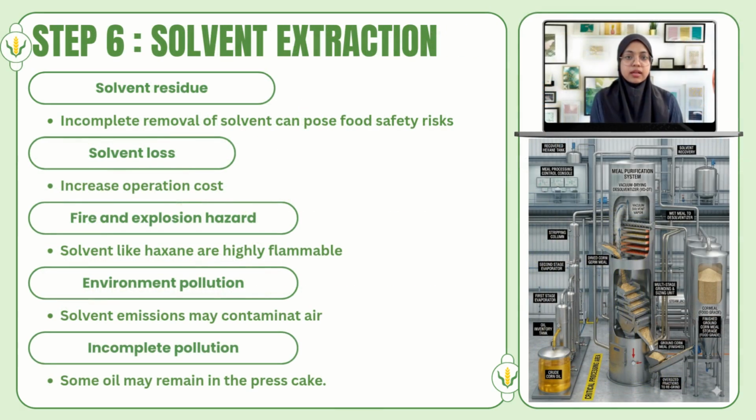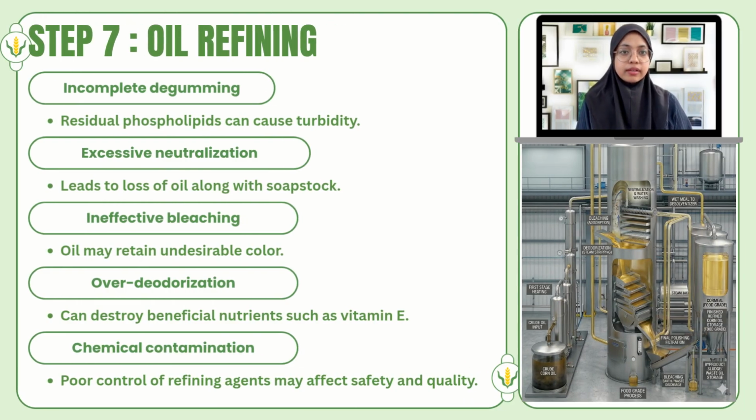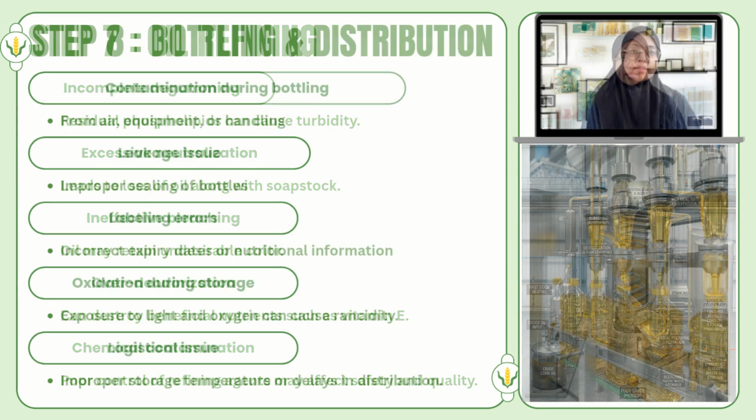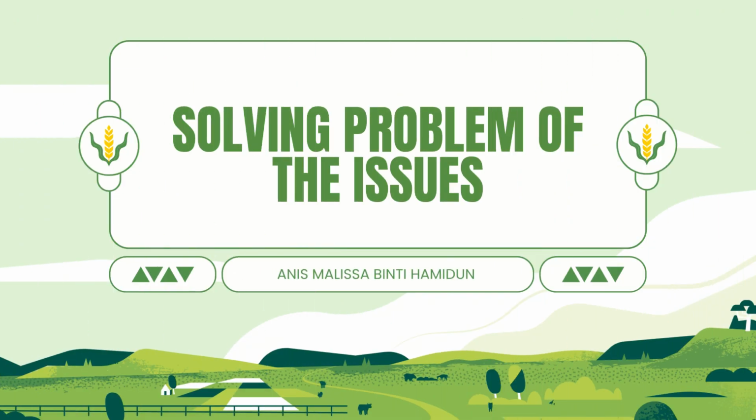Next, in step 6, solvent extraction. The remaining oil is extracted using food-grade solvent. The main issues here include solvent residue, which can affect food safety, as well as fire hazard due to the flammable nature of the solvent. Oil refining. The crude oil is purified through several stages, with issues such as incomplete degumming, excessive chemical use, and nutrient loss during deodorization. Step 8. Bottling and distribution. The oil is packaged and delivered. Common problems include contamination, leakage, oxidation, and labeling error.